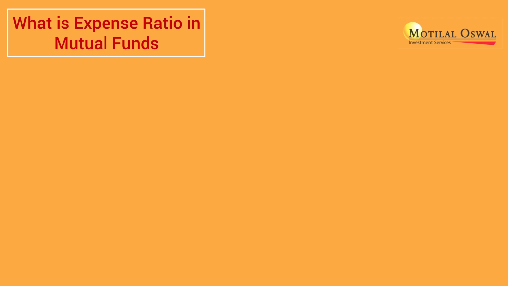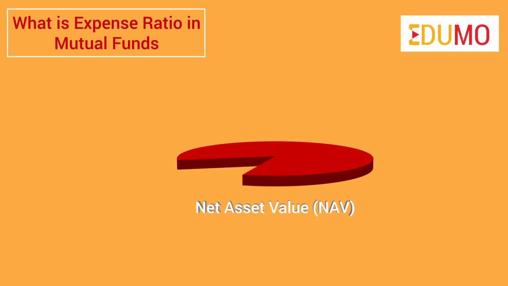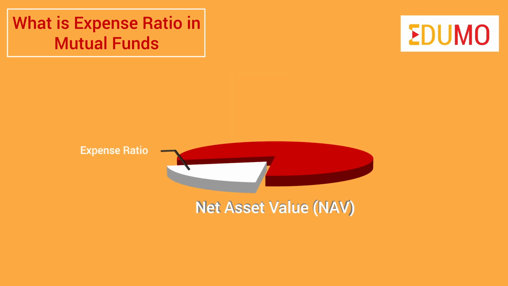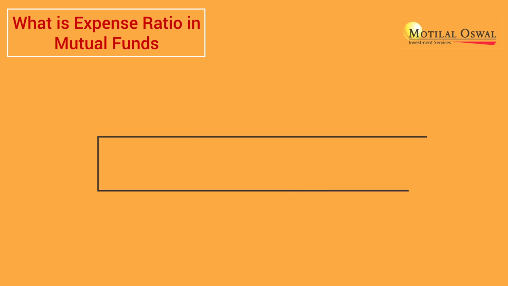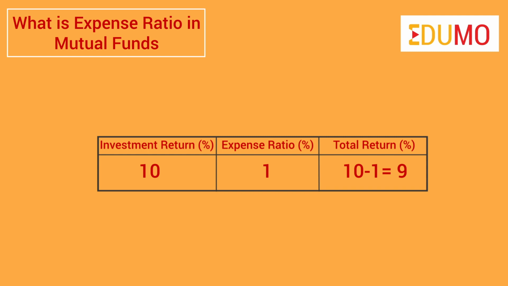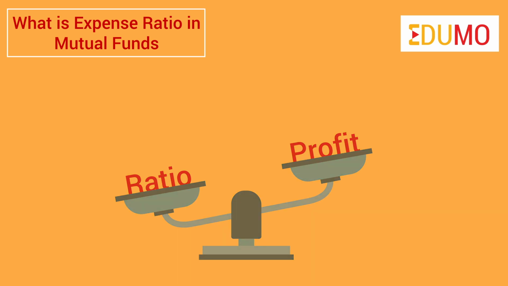Now, let's address a very important question. How does the expense ratio affect our investment return? The net asset value or NAV of the fund is calculated on a daily basis after the deduction of the expense ratio. So, we can conclude that the expense ratio will affect our profitability on a daily basis. If our investment return is 10% and the expense ratio is 1%, our total return will come to 9%. Therefore, the higher the ratio, the lower our profitability will be, and vice versa.